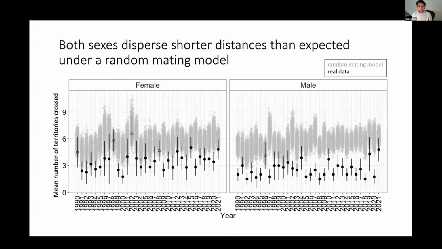Okay, so here I was testing for shorter dispersal distances than expected by chance, and that's exactly what I found. You can see that for both sexes, there's a strong preference to disperse shorter distances than you would expect in a random mating model. So that's interesting, and that is what you would expect based on previous studies in this species.